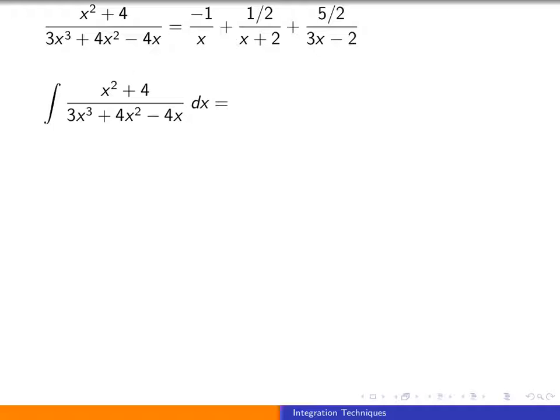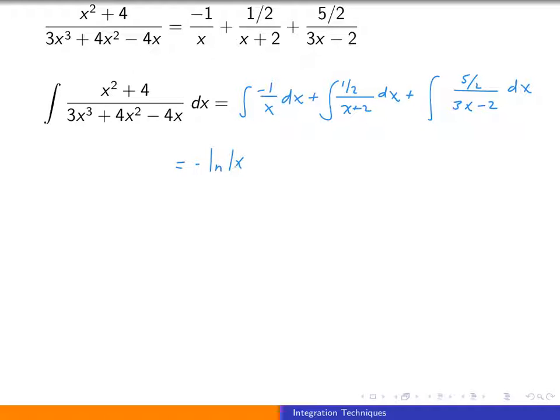So I've just carried over our work from the previous slide, and now in order to anti-differentiate, we're going to break it up into 3 separate integrals. So we're going to have the integral of minus 1 over x, plus the antiderivative of 1/2 over x plus 2, plus the antiderivative of 5/2 over 3x minus 2. The first antiderivative is going to be minus the natural log of the absolute value of x. The second, we have the 1/2 that pulls out, the natural log absolute value of x plus 2. And the third, we have the 5/2 that pulls out.